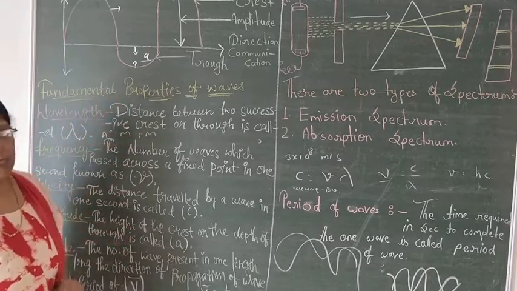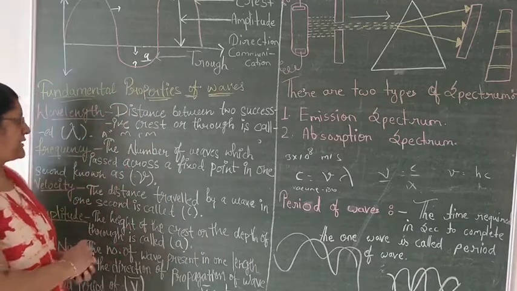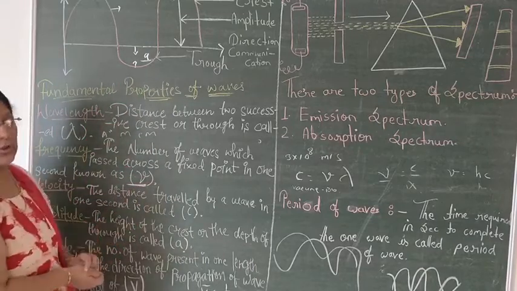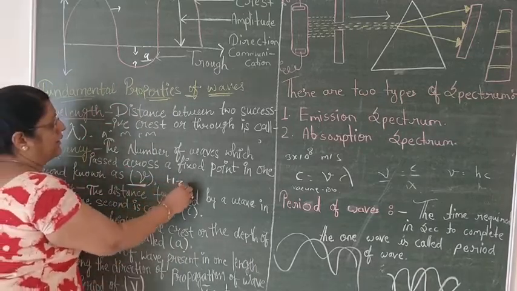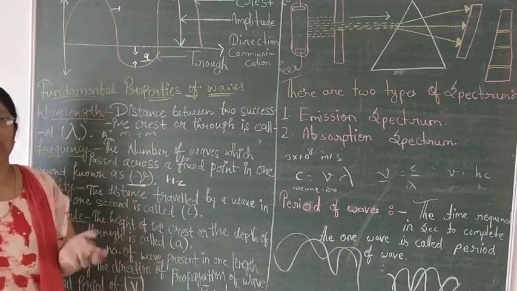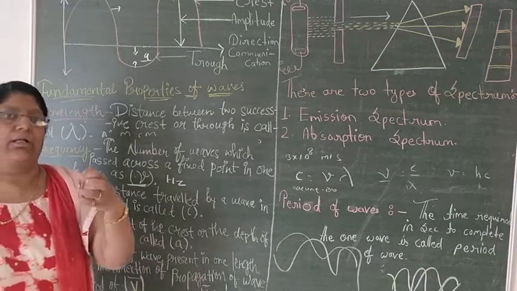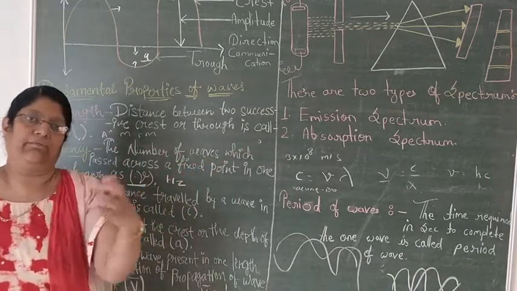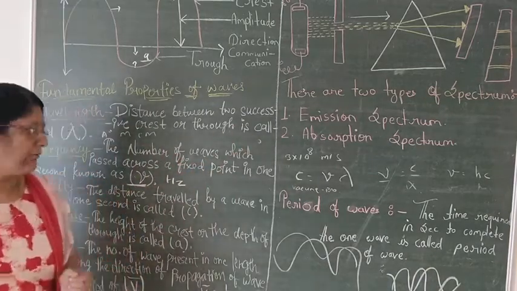Now we are coming to frequency. What is frequency? Frequency is always represented by nu. Its unit is hertz. As we listen to any radio station, we come to know that from Akashvani, this and this hertz, the wavelength is coming, that is electromagnetic wave.